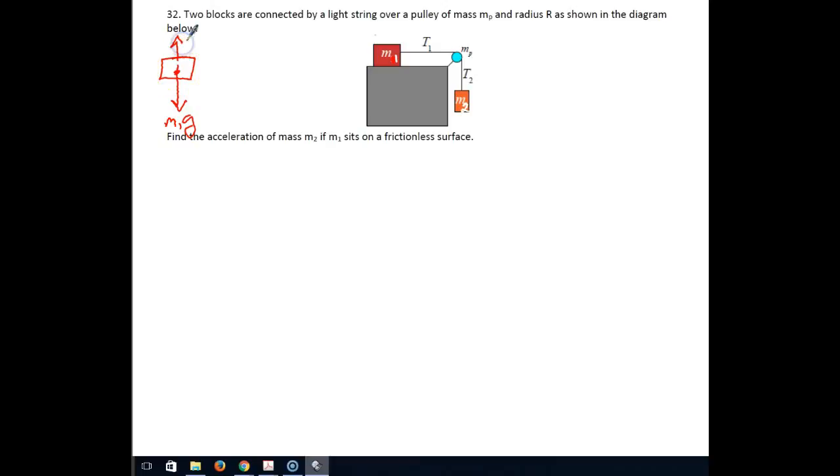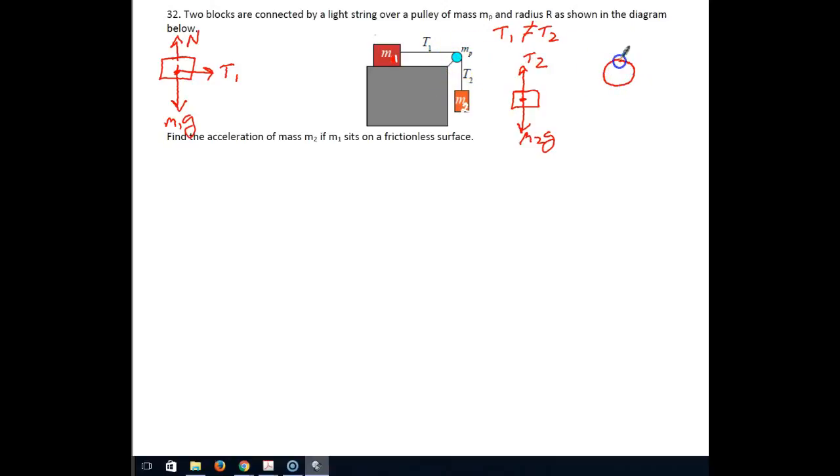So this is going to be straight down is M1G. Going up for this one is the normal force, since there's a surface here, contact force. And then going to the right is tension number 1. For box 2, we have going straight down is M2G, and going straight up is T2. T1 is not equal to T2, and the reason is because we have a pulley now that does have mass.